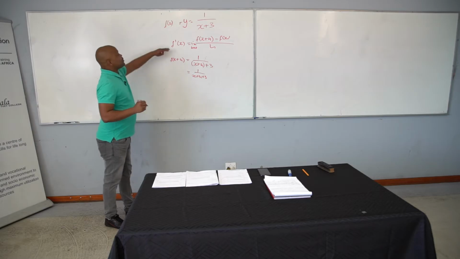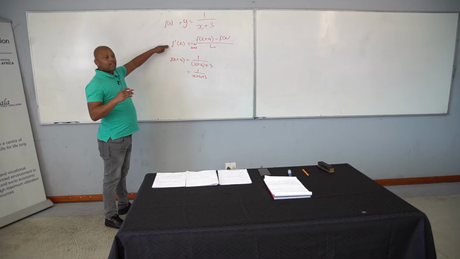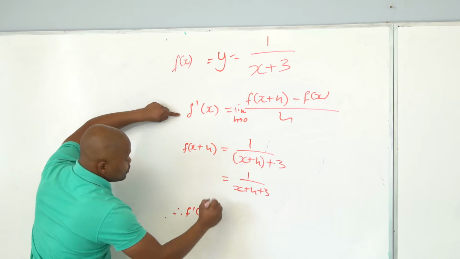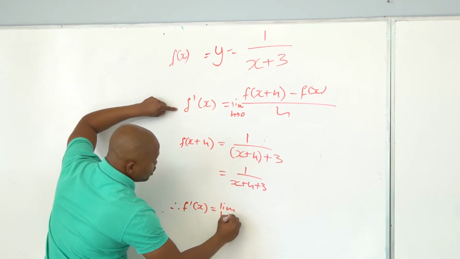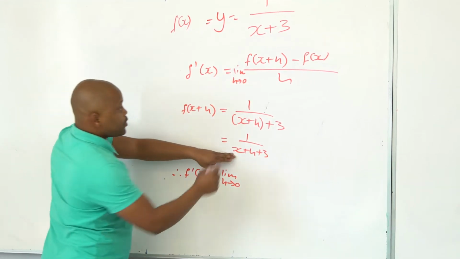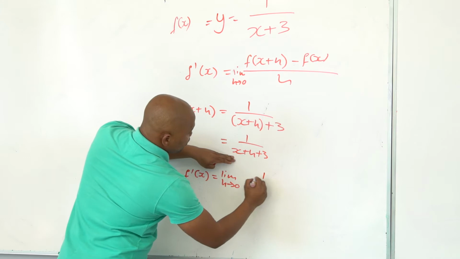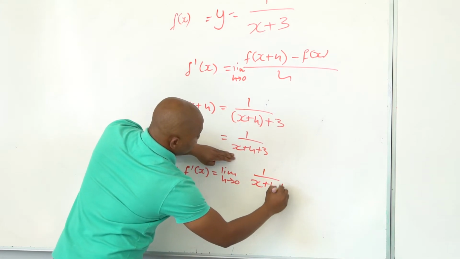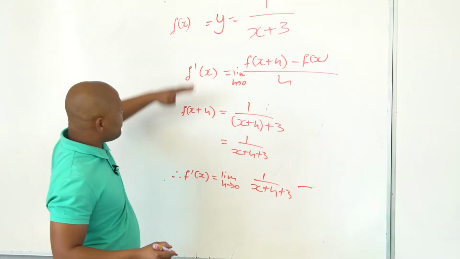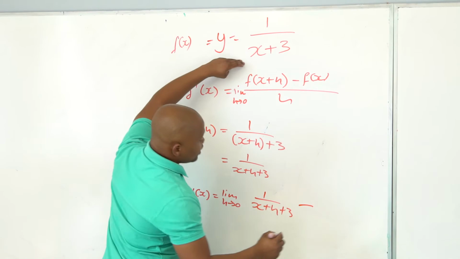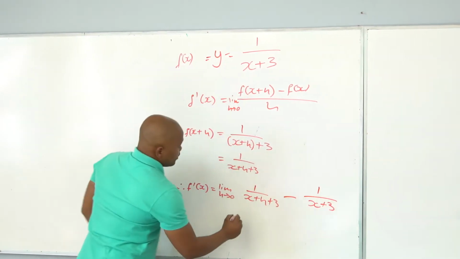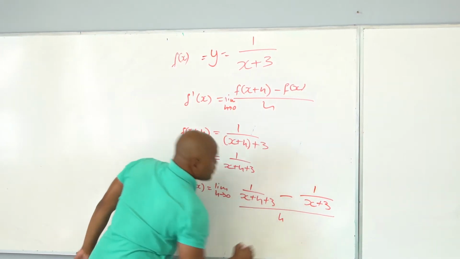Okay, sharp. So now we substitute everything back into our first principle. Therefore, f prime x equals the limit as h approaches 0. What is f of x plus h? We solved it here, so we just substitute it here. So it's going to be 1 over x plus h plus 3, and then minus, we substitute f of x. So f of x is the initial function, so it's going to be 1 over x plus 3. And then everything is divided by h.